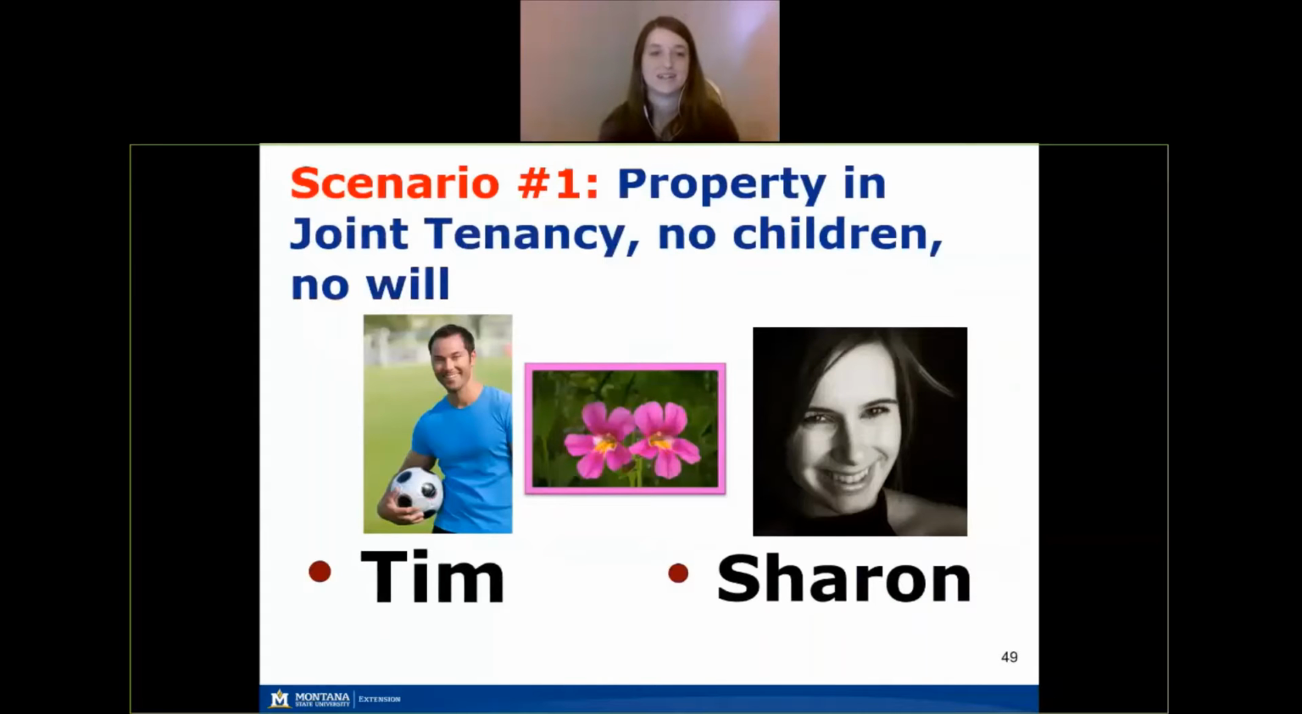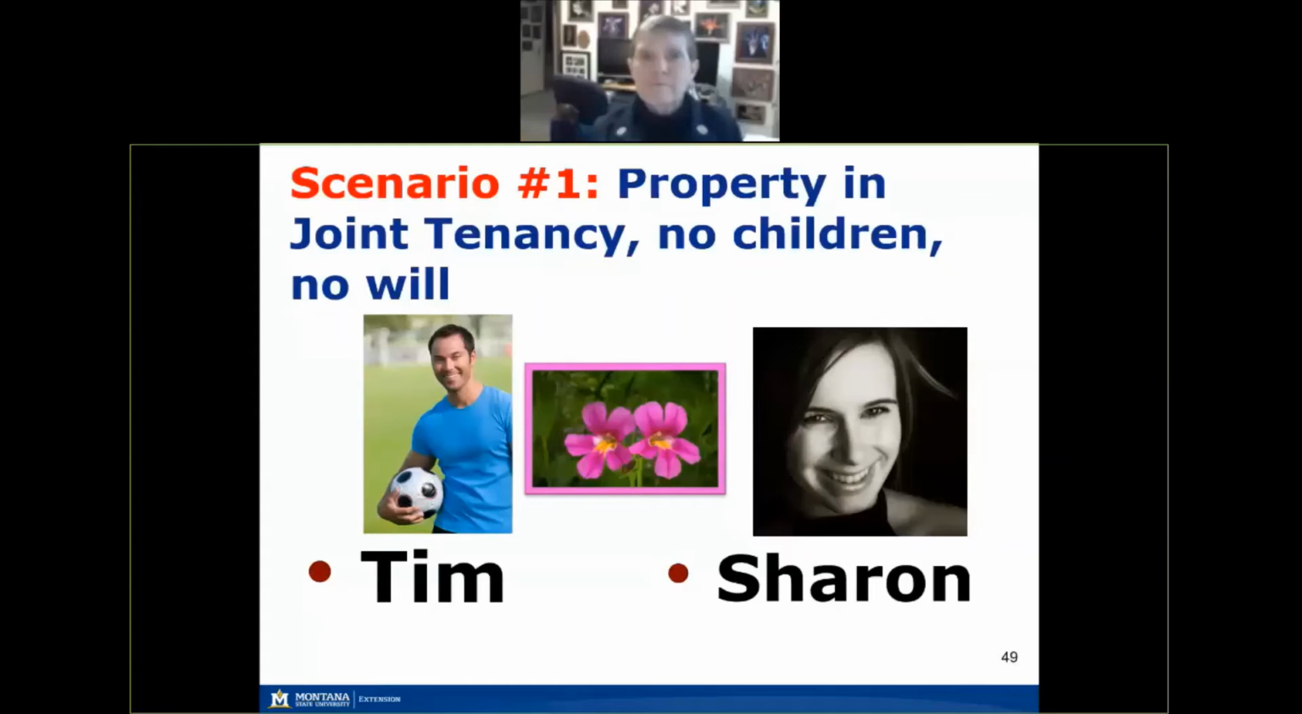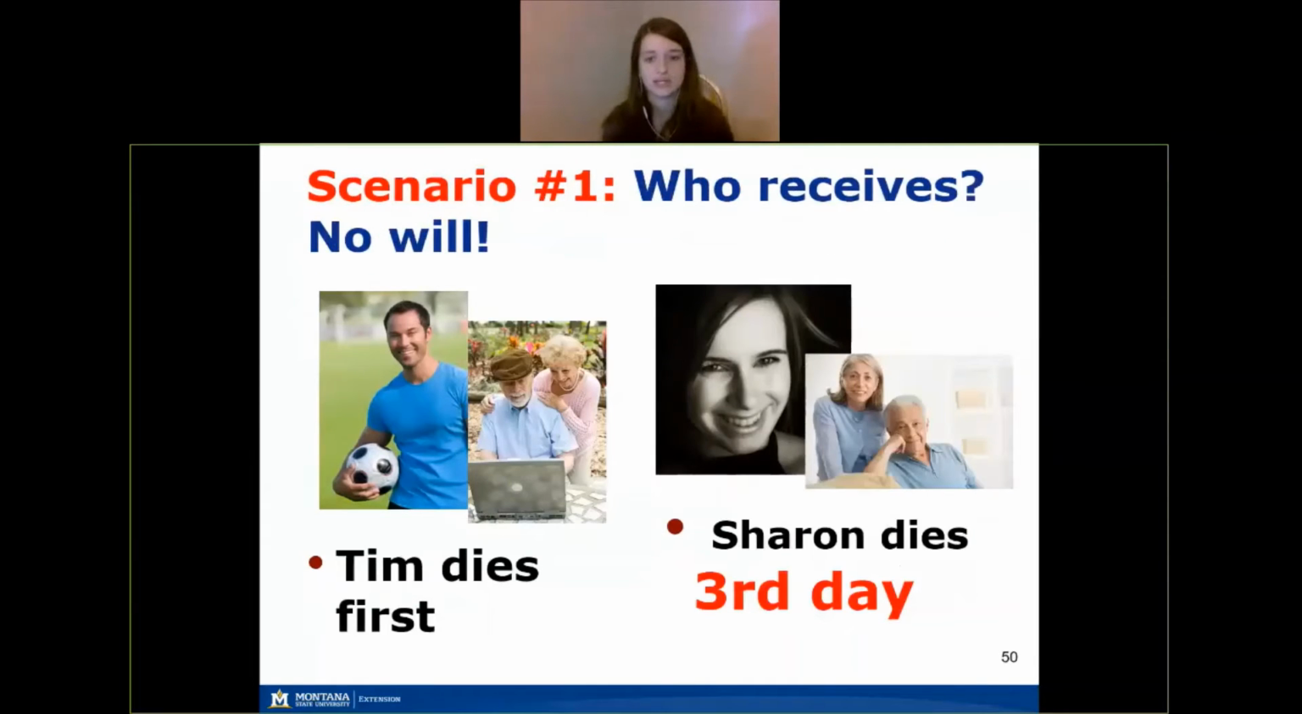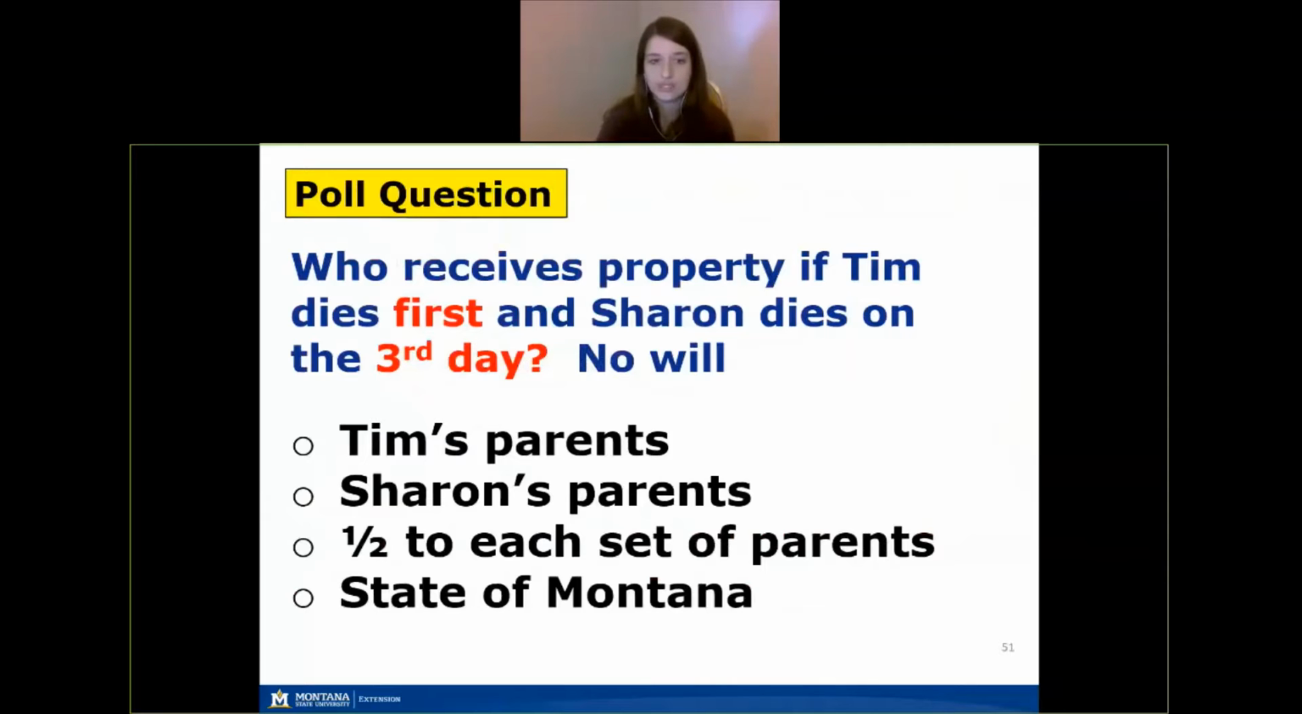Okay. So, for example, we have Tim and Sharon. They've got a property, their house, in joint tenancy, but they've got no children and no will because why would they, right? They don't have any kids to pass anything on to. But let's look at this scenario. So let's say they get in a really unfortunate accident and Tim dies first. Sharon survives, but she's in the hospital and she ends up passing away on the third day. So the question is, who receives the property if Tim dies first on the first day and Sharon dies just 3 days after him and they don't have any will?